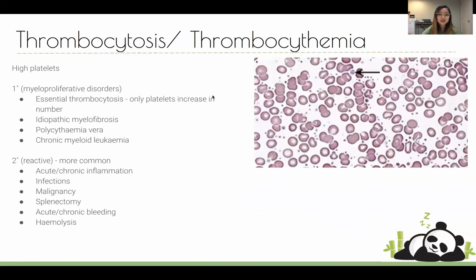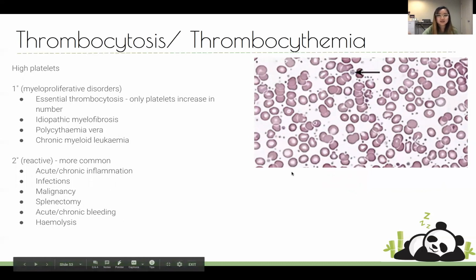Thrombocytosis or thrombocythemia is when you have high platelets. You're going to have primary causes and secondary causes. Primary causes are myeloproliferative disorders, which just means that you're producing more because you just are. Essential thrombocytosis and a lot of the other cancers and similar things, which we'll cover tomorrow, can cause this. More commonly, it's reactive, so it's due to something that's happened. If you've got inflammation, infections, malignancy, splenectomy, things like that, you'll have an increase in platelets.